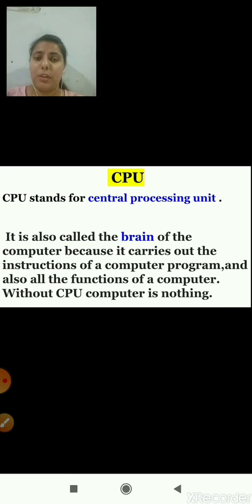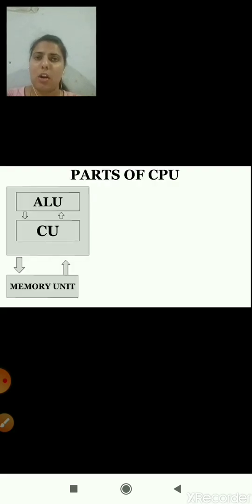So, in computer, CPU stands for Central Processing Unit. It is also called the brain of the computer because it carries out the instructions of a computer program and also all the functions of a computer. Without CPU, computer is nothing. Parts of CPU: ALU, CU, memory unit.